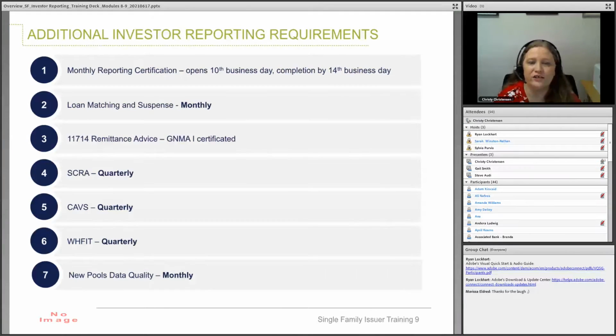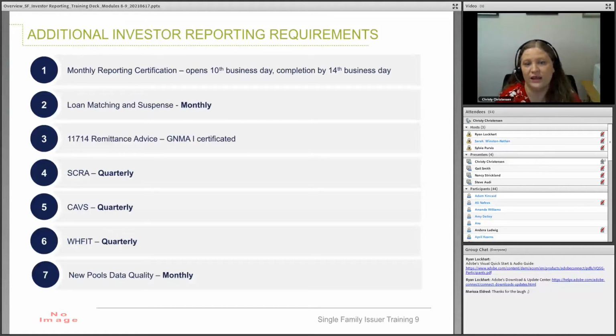The monthly reporting certification opens on the 10th business day, with the deadline being 7 p.m. Eastern Time on the 14th business day. Loan matching and suspense should be worked monthly. 11/7/14 Remittance Advice for Ginnie Mae 1 certificates should be reported no later than 7 p.m. Eastern Time on the 8th business day. Only a limited number of issuers actually report Ginnie Mae 1 11/7/14 information. CAVs and WithIt are reported quarterly. New pool data quality should be addressed monthly if you have any.